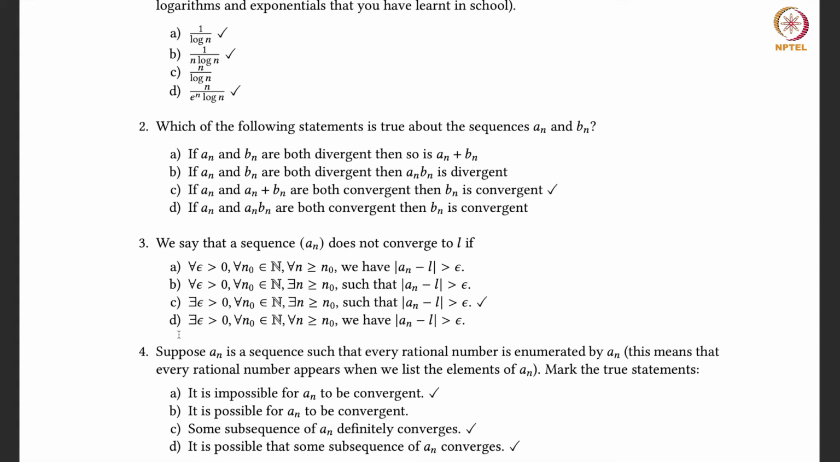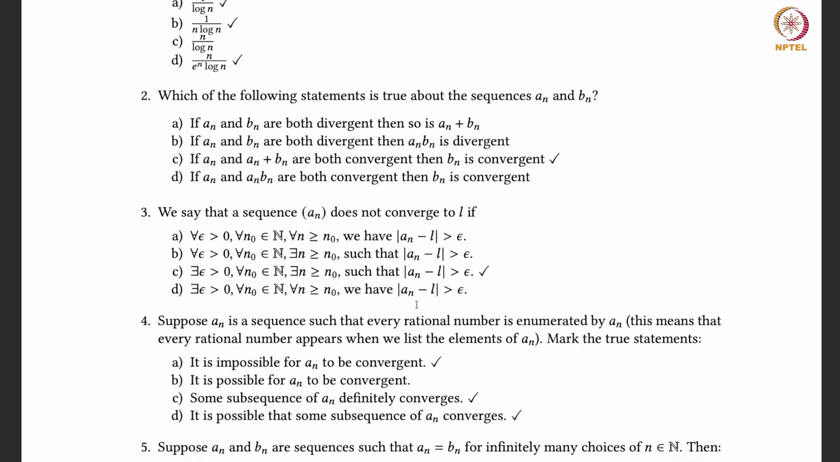Now, why is option D wrong? Well, this says something grander. This says that there is some epsilon such that for all n after a particular point, |an minus L| is always greater than epsilon. That much is not needed. You just need there to be one n greater than n naught such that |an minus L| is greater than epsilon. You do not require the sequence to be always away from L for it to not converge to L. You just require that no matter how far away in the sequence you go, there is always some point such that |an minus L| is greater than epsilon. So only option C is correct.